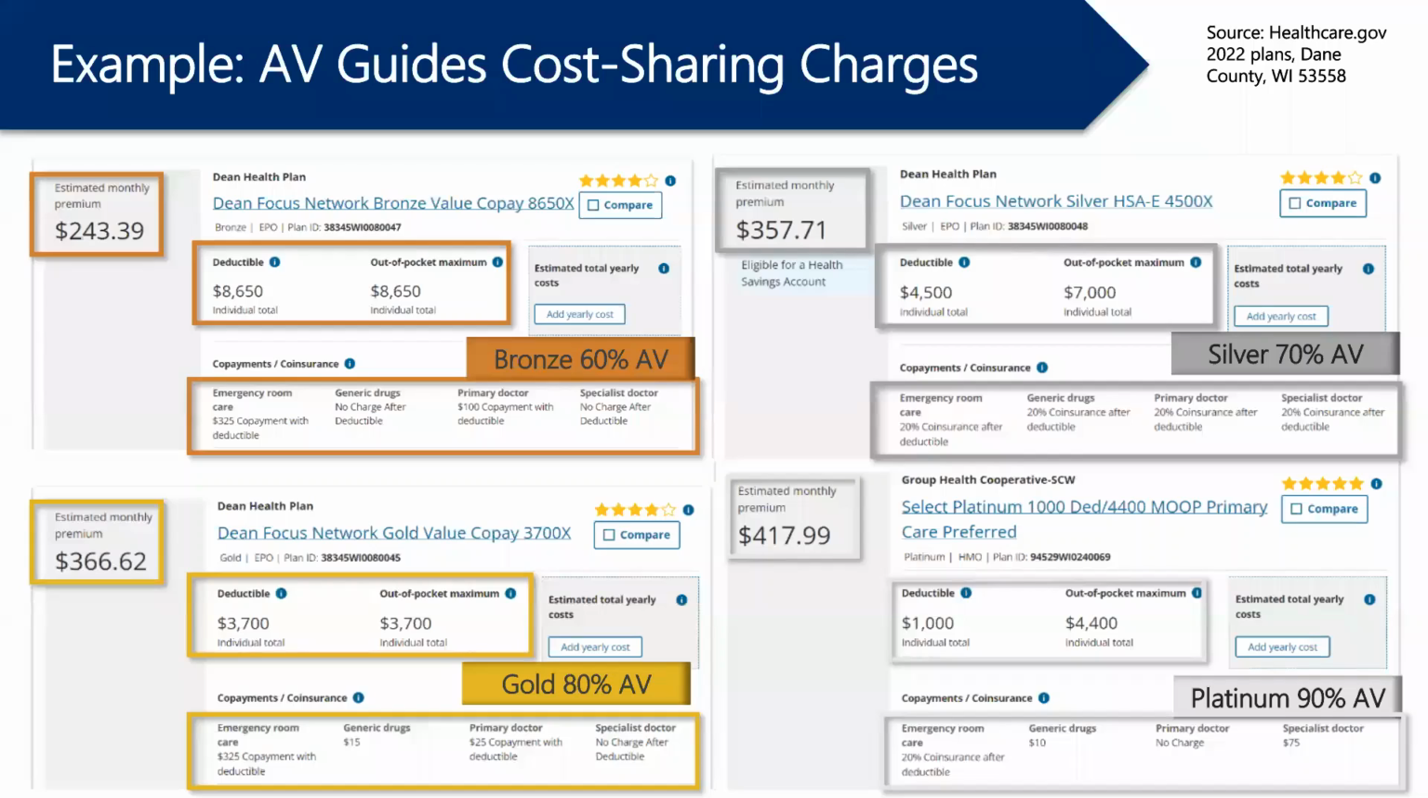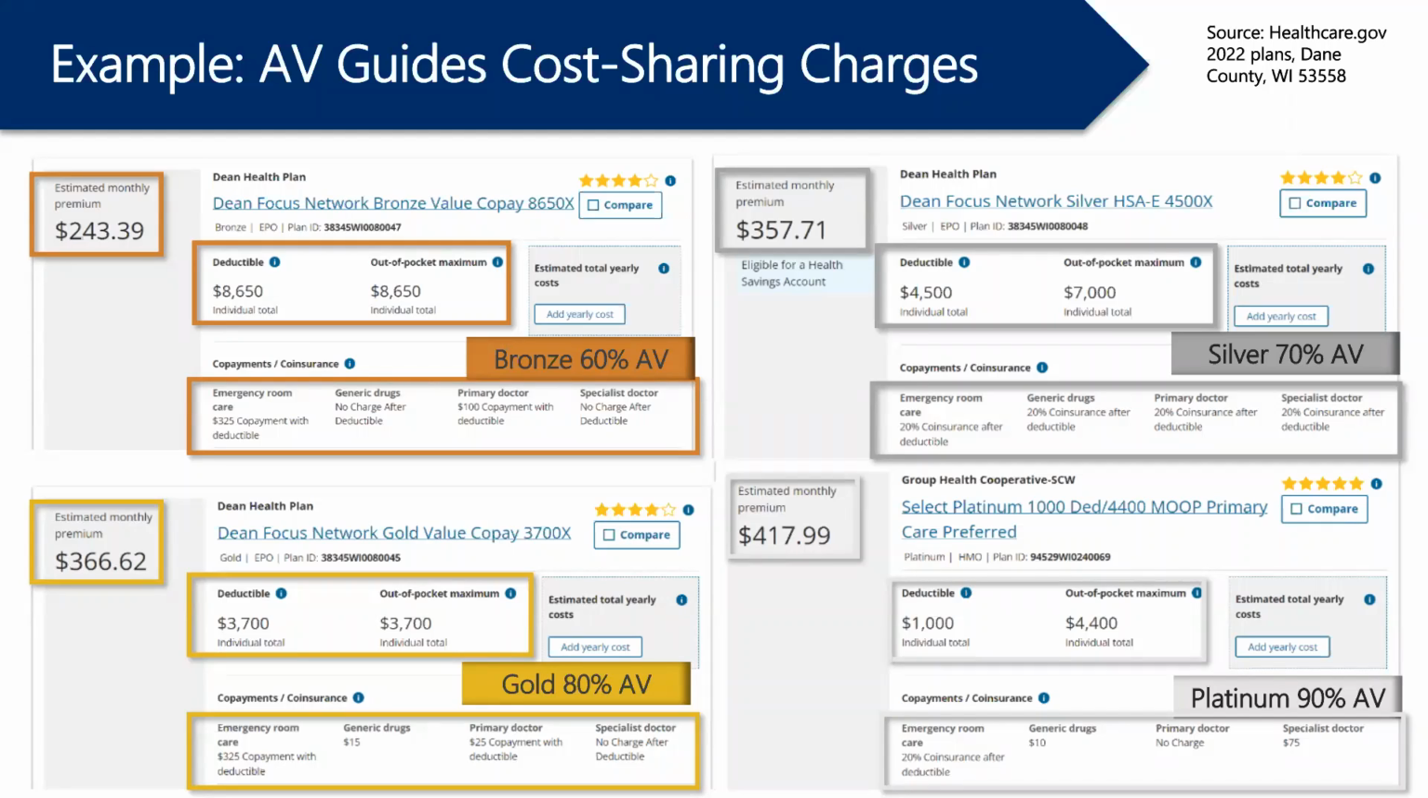Similarly, if you go up even further in the metals to the gold plan with an 80% AV, you can see the deductible is even lower. And then the Platinum has the lowest deductible of all. So there's a lot of variation in deductibles when you're looking at plans in different actuarial value levels.